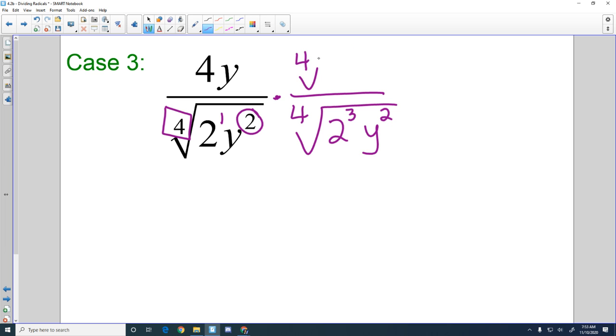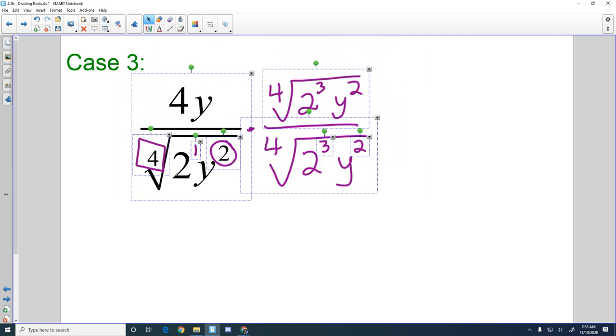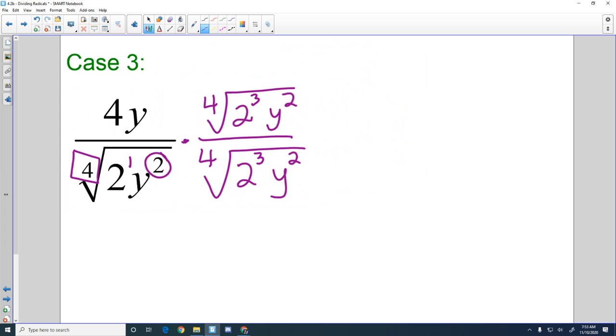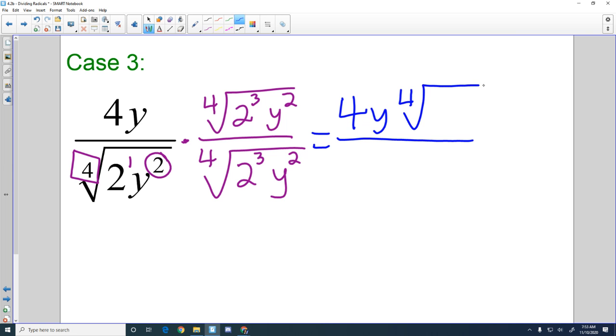So up top, we also have to multiply by the 4th root of 2 to the 3rd times y to the 2nd. In our numerator, up top, that's the easy calculation. We just kind of write everything next to each other. 4y times the 4th root of, and I can leave that 2 to the 3rd power. I could leave that as 2 to the 3rd, but sometimes it's nicer to multiply it out, right? 2 times 2 times 2 just gives us 8. So that'd be 8y squared.